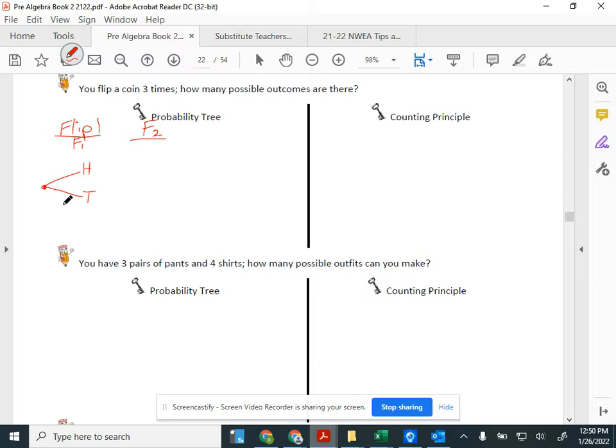Okay, so if I flip my first coin, and I got a heads, what possible outcomes do I have when I flip coin 2? I'm going to flip it a second time. Maddie? Don't you still have a 50%? I could flip heads, or I could flip tails. Well, let's say I had a tails the first time, and I flip it the second time. What possible outcomes could I have from that flip?